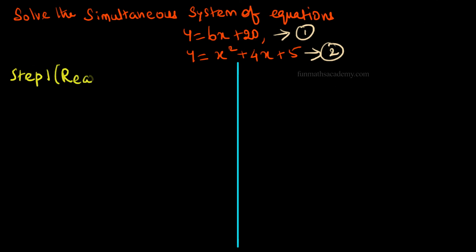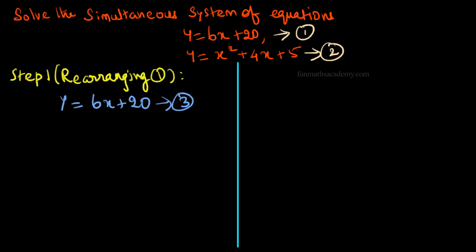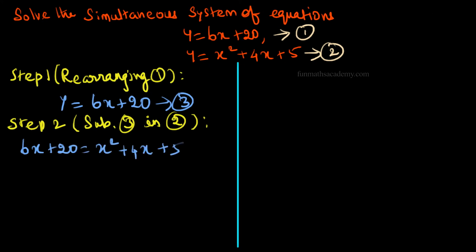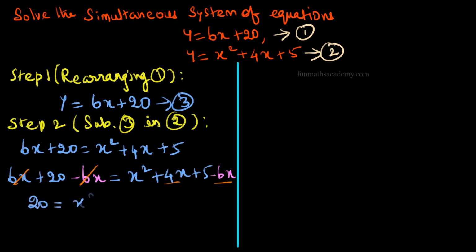First, we have to rearrange the linear equation and write it in terms of variables x or y. Since this equation is already in terms of x, we just have to substitute this value of y in the quadratic equation in the place of y. That is, we get 6x plus 20 is equal to x squared plus 4x plus 5. Since this new equation is in terms of only one variable, we will have to add or subtract on both sides appropriately. When you subtract 6x on both sides, 6x will get cancelled on the left hand side.